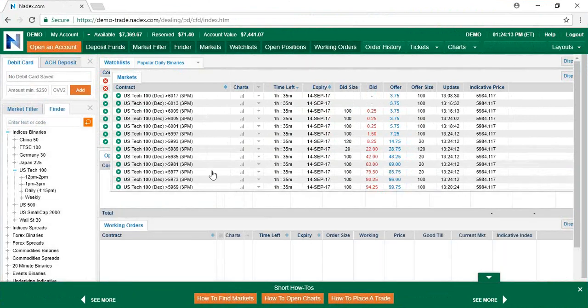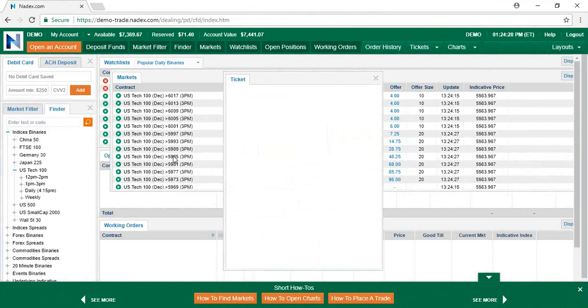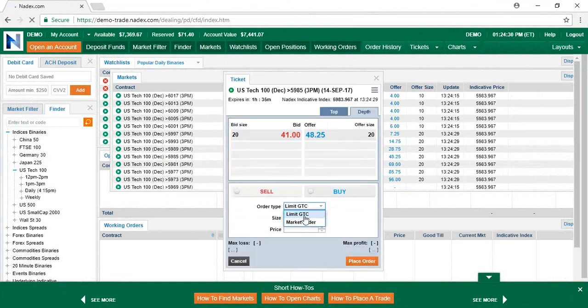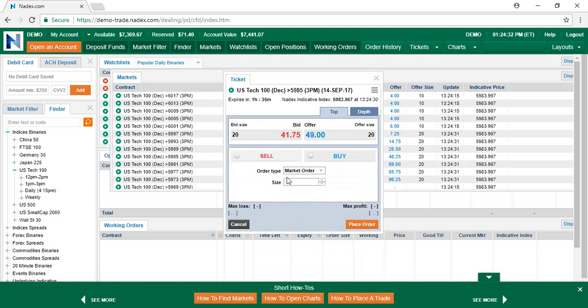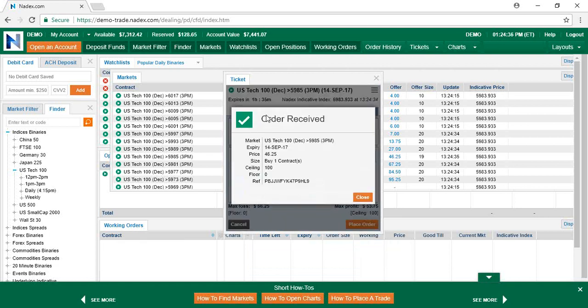All right, so keep in mind, this is on a demo platform. This is in no way trade advice or recommendation. I'm just simply teaching you how to enter an order here. So as an example, if I were to buy this particular binary right here, say I'm going to do a market order on it. I'm just going to do 1 and I'm going to buy it, okay?